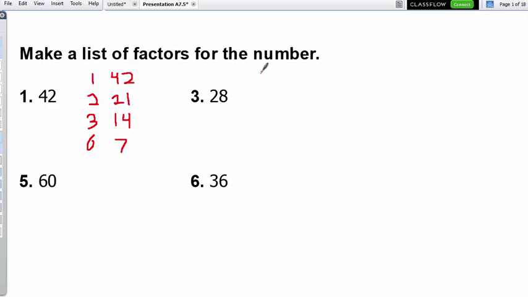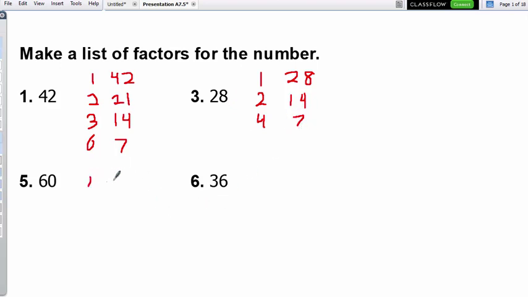Factors of 28, 1 and 28. Is it divisible by 2? Is it divisible by 3? Is it divisible by 4? Is it divisible by 5? By 6? By 7, yes, but 7 is already on my list.